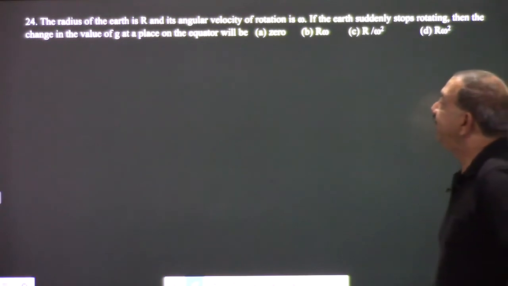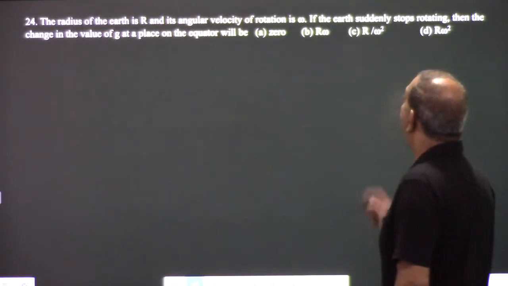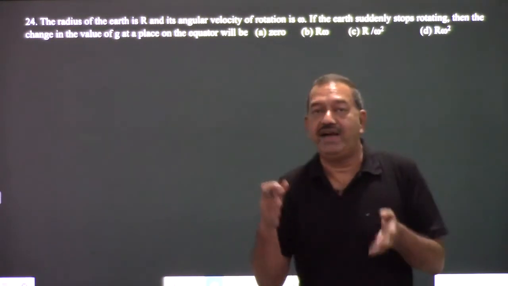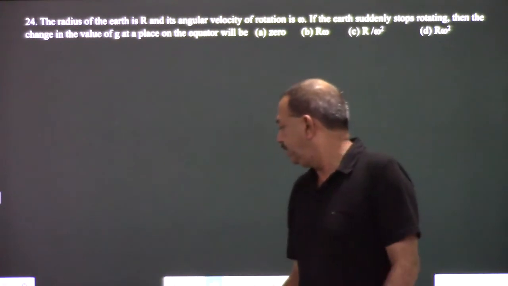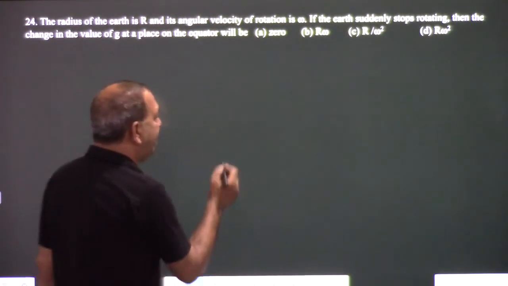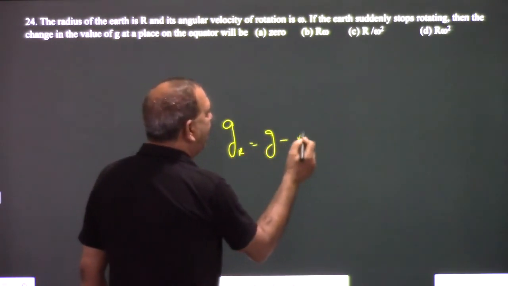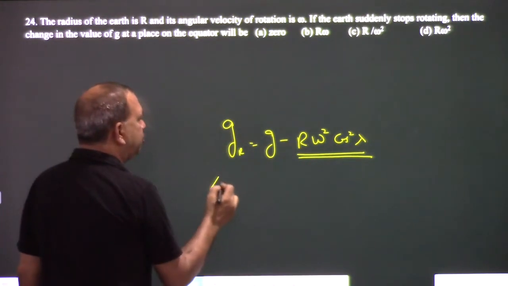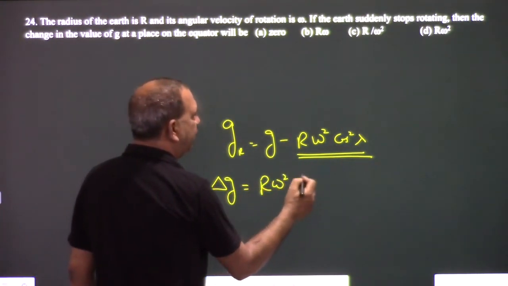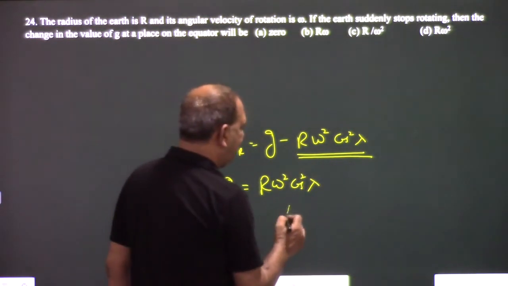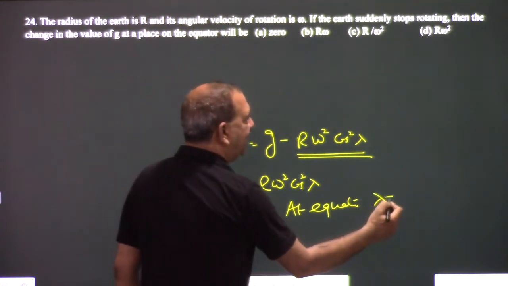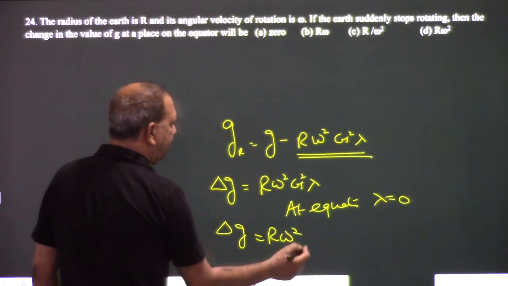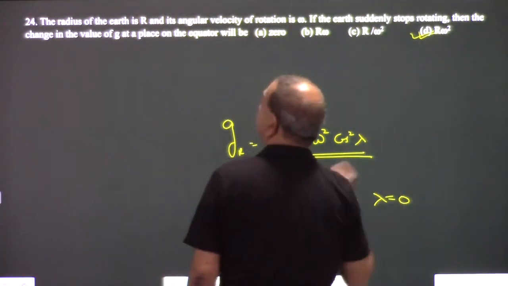Question number 24. The radius of Earth is r and its angular velocity of rotation is omega. If the Earth suddenly stops rotating, then the change in value of g at a place on the equator will be? This is the effect of rotation on the acceleration due to gravity. Because of the rotation, acceleration due to gravity on the surface of Earth is g minus r omega square cos square lambda. So if Earth stops rotating, that will be the change in g. At the equator, this latitude lambda is 0. Lambda is latitude. So the change in g will be equal to r omega square.